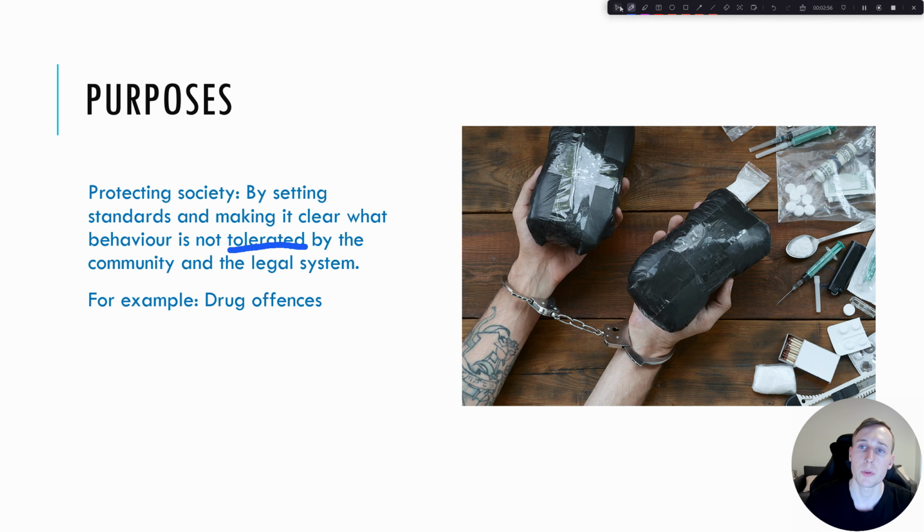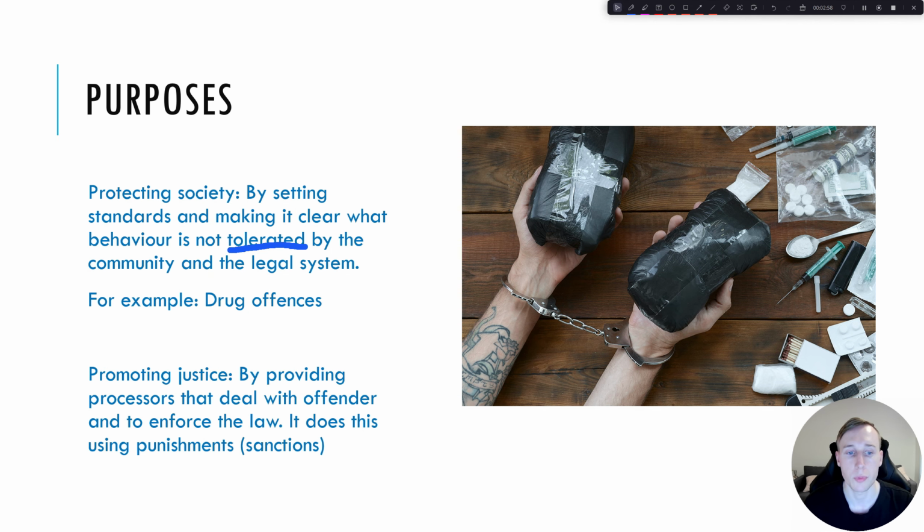And our last purpose is that we need to promote justice. So what this basically means is that if someone does break the law, we need to have some kind of way to enforce that law and hand down a punishment. So in criminal law, the main thing you look at is what's known as a sanction. So when someone does break a criminal law, you're primarily going to see them be sent to jail, given a fine, or provided with a community corrections order or community service.